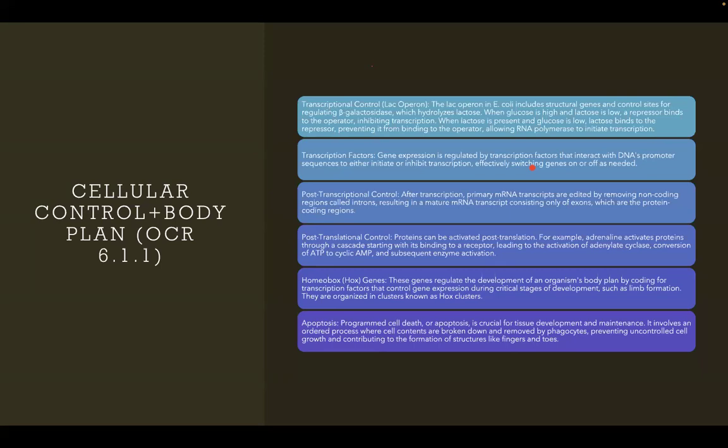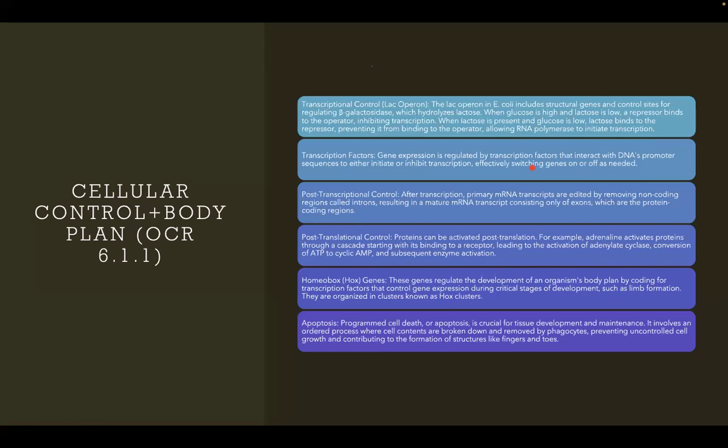Post-translational control, again, this is OCR only, and that's the specific example they want you guys to know about. But post-translational control doesn't necessarily involve just adrenaline and adenyl cyclase. It can involve just adding a glucose molecule or a sugar to a protein, and you can get glycoproteins. You can get all sorts of different kinds of proteins. They can be cleaved at the Golgi body, which I'm sure you guys are familiar with, and they can be edited there, packaged and modified. And that's an example of post-translational modifications and control.